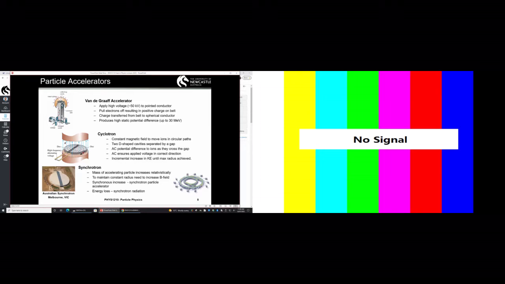Now, the problem is that every time it jumps from one side to the other, the radius of that circular motion increases, because the radius is proportional to the speed that the particle moves. So either you need a gigantic magnet or a gigantic experiment, or you're limited in the actual speed that you can get the particle to move.